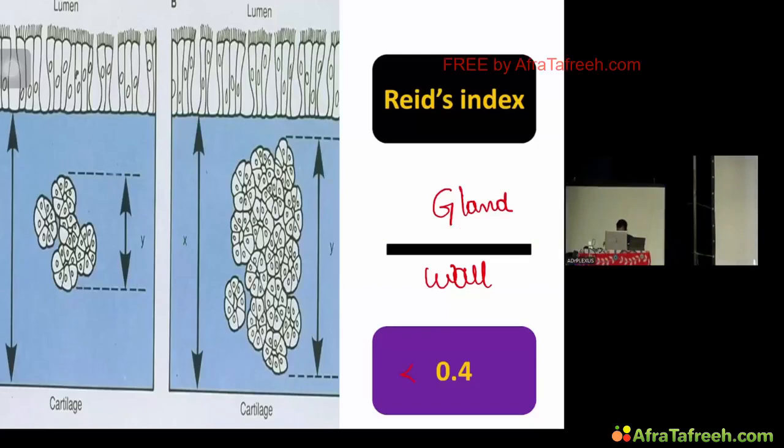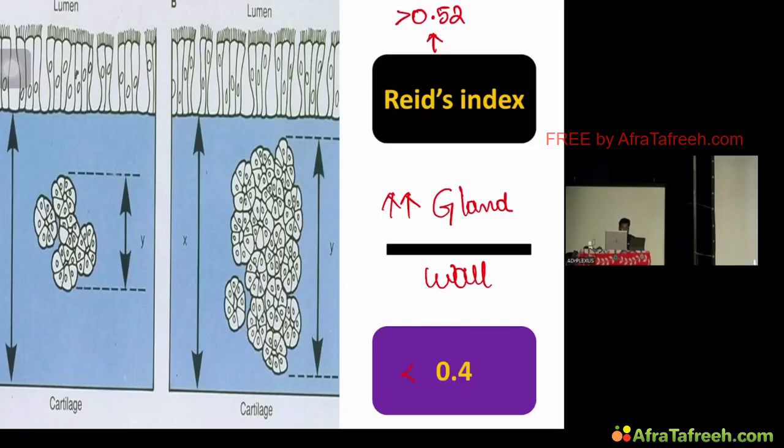Whenever there is an acute exacerbation, the gland goes for hypertrophy. When the gland goes for hypertrophy, the gland size increases to almost equal to the wall size, and this Reid index is significant whenever it is more than 0.52. So this is called Reid's index. It is a parameter used to assess patients with chronic bronchitis. It is significant if it is more than 0.52.